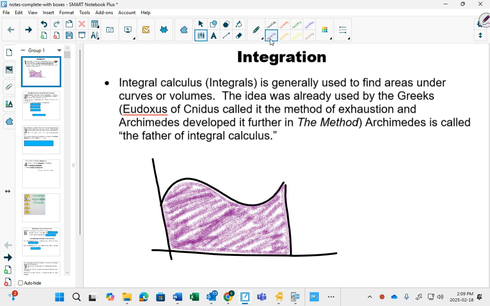There we go. If I wanted to find that area, that would be hard because you have no formula on your formula sheet that's like, yeah, that shape. No, it's not easy. So what the Greeks did as their method of exhaustion is they said, I do know the area of a rectangle.